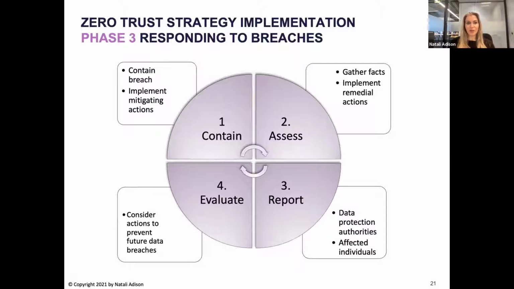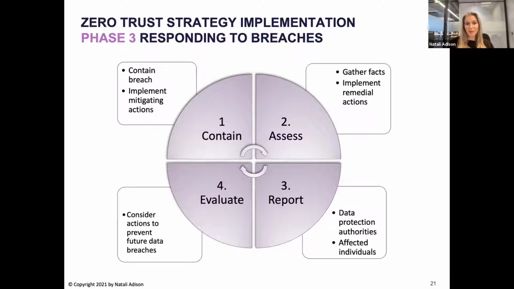Therefore, you need to implement immediately mitigating actions. This is why in phase one, we said that we need to have a plan, a strategy to be followed, and the team to be involved within this containing action. Second, you need to gather the facts and implement remedial action. Mostly, a data breach will need to be reported, either or both, to the data protection authorities and to individuals.